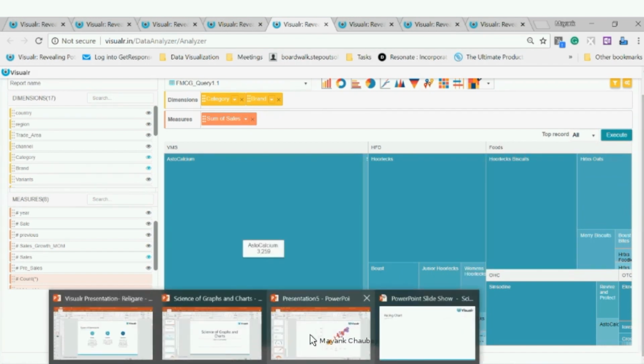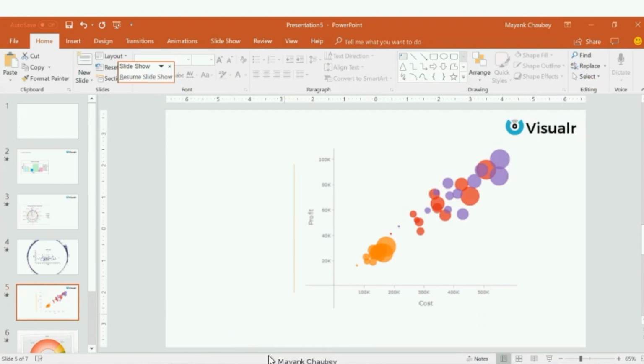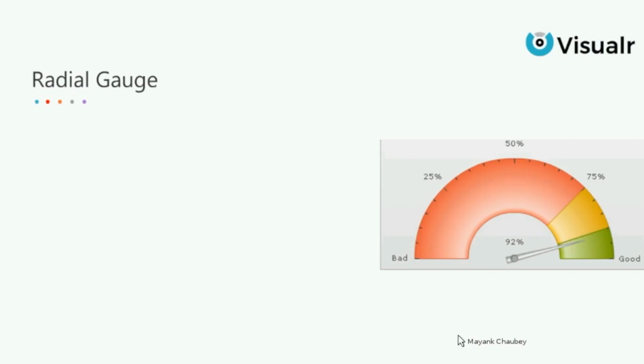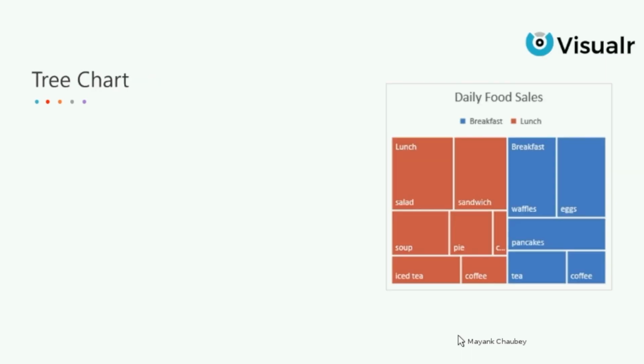Just to showcase, for example, let's go over here. This is radial, and to take feedback from the client, it is better to use something like bad and good. This is how you can put color conditions inside it, out of 100%. This is a tree chart. It is giving you breakfast, lunch, what we had inside lunch, and what we had at breakfast.